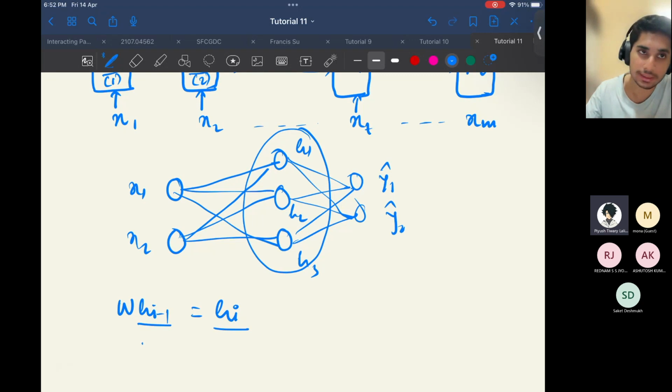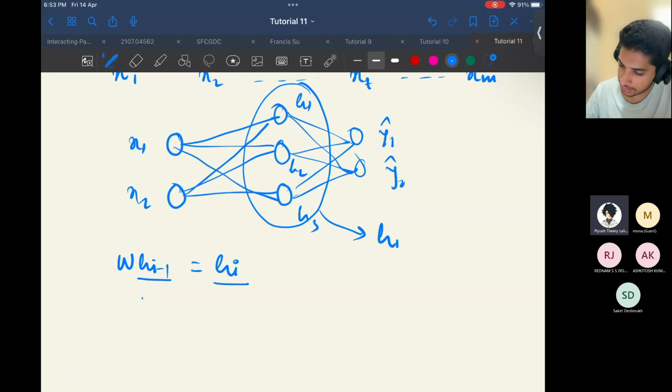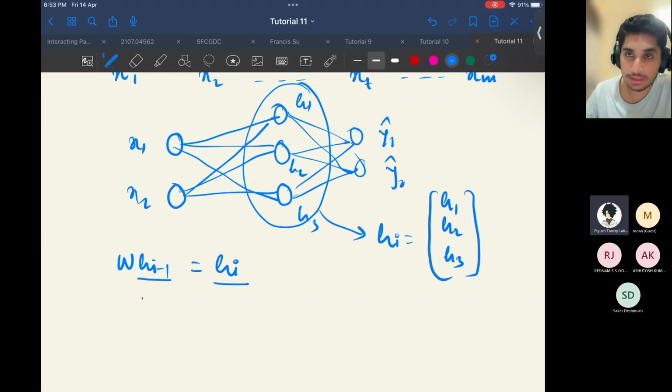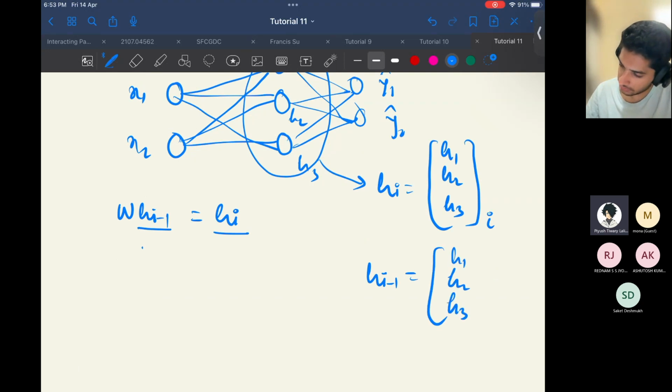Since my h_i vector here is three dimensional because it has three neurons, h_i will look something like this: h1, h2, h3. These are the three neurons at time step i. And similarly, h_{i-1} will be something like h1, h2, h3 at time instant i minus 1.